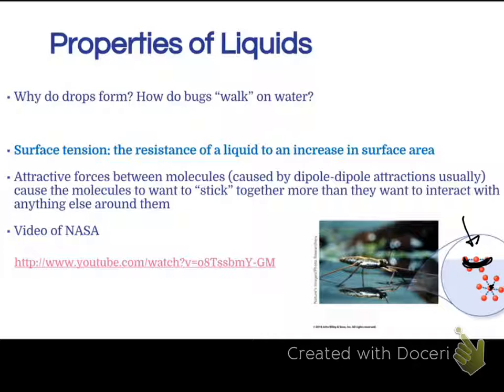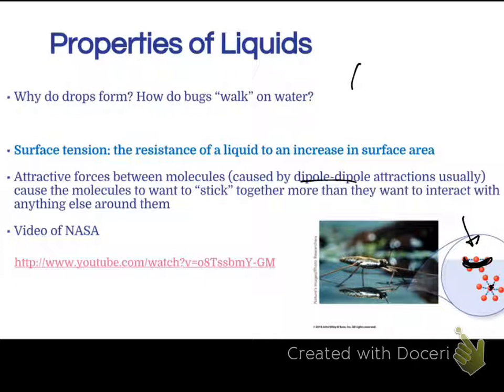So when you have attractive forces keeping things together, they fall into the category of intermolecular forces. And in the case of water, it's hydrogen bonding. Another example is dipole-dipole interactions. We'll go into the details of what that means in a minute, but basically you have attractions between the two particles. That means they want to stay close together.